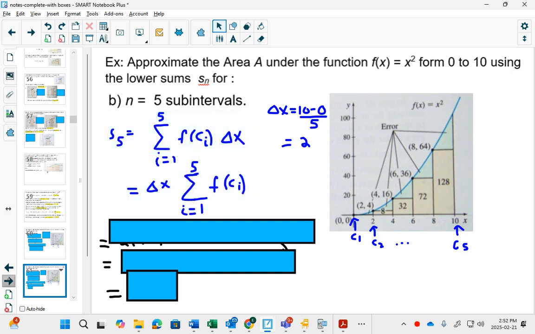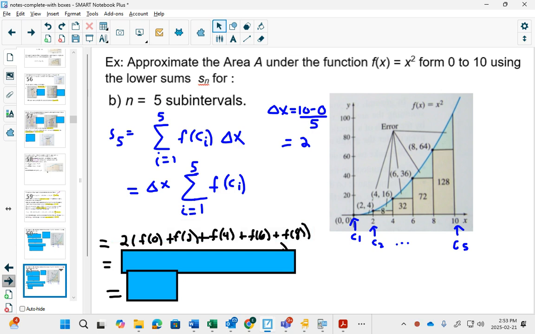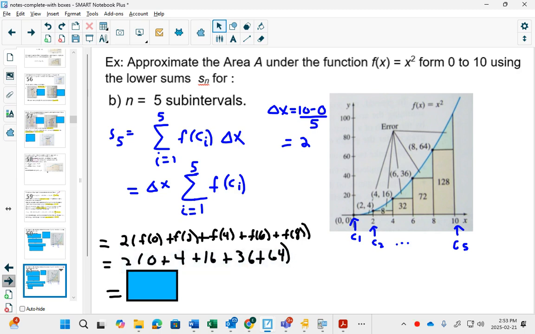Change your x, you could bring out in front because it's a constant. We have f of 0 and f of 2 and f of 4 and f of 6 and f of 8. We add those all up. We still have error. We're at 240 now instead of 125.